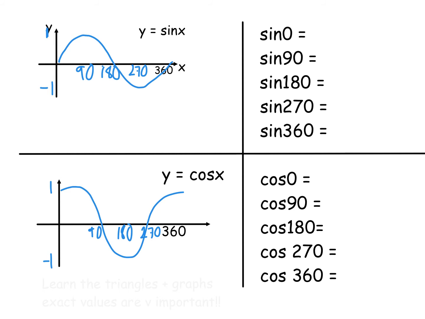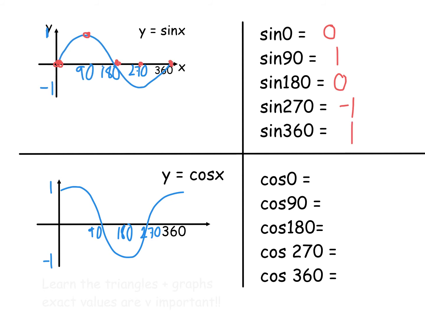So sine of 0 is here, which is 0. Sine of 90 is here, which is your maximum at 1. Sine of 180 is your root at 0 again. Sine of 270 is your lowest point, so -1. And sine of 360 is your root again, so 0.